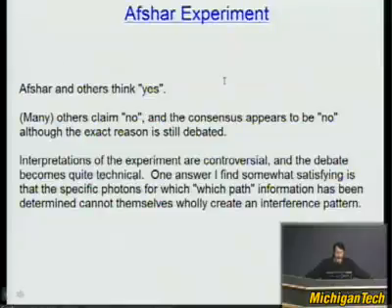One answer that I find somewhat satisfying is that the specific photons for which path information has been determined cannot themselves wholly create an interference pattern. And that's not seen here, so you have to think about that, to parse that phrase. The photons that are going through for which you see the which-slit information are not the ones bouncing off the wires. So in some strange sense, it might all make sense, but in a very weird quantum mechanical way.